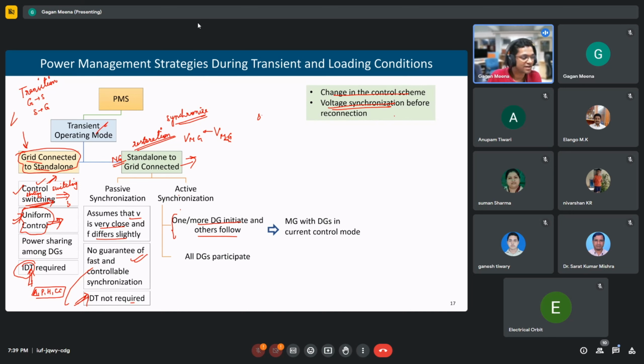Otherwise, the connection can even be unstable. So this voltage difference has to be very small, and the frequency too. Both V and F have to be made almost equal before connecting to the grid. That is why this transition is very important, and synchronization plays a very important role for this. Is it clear?